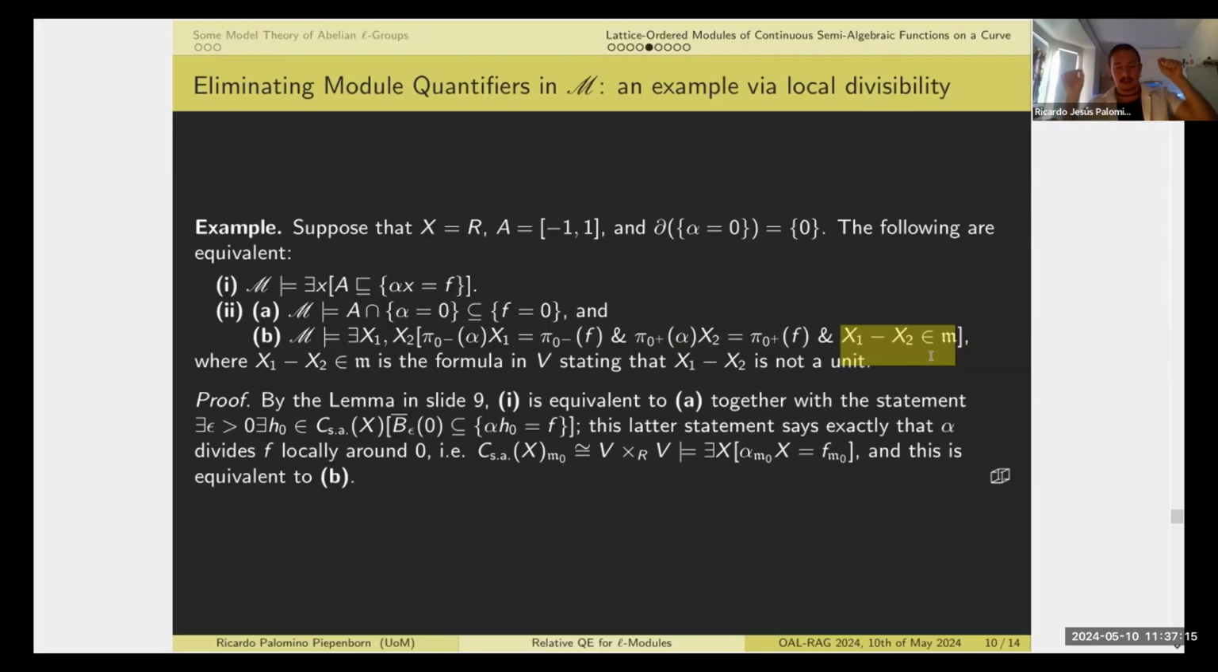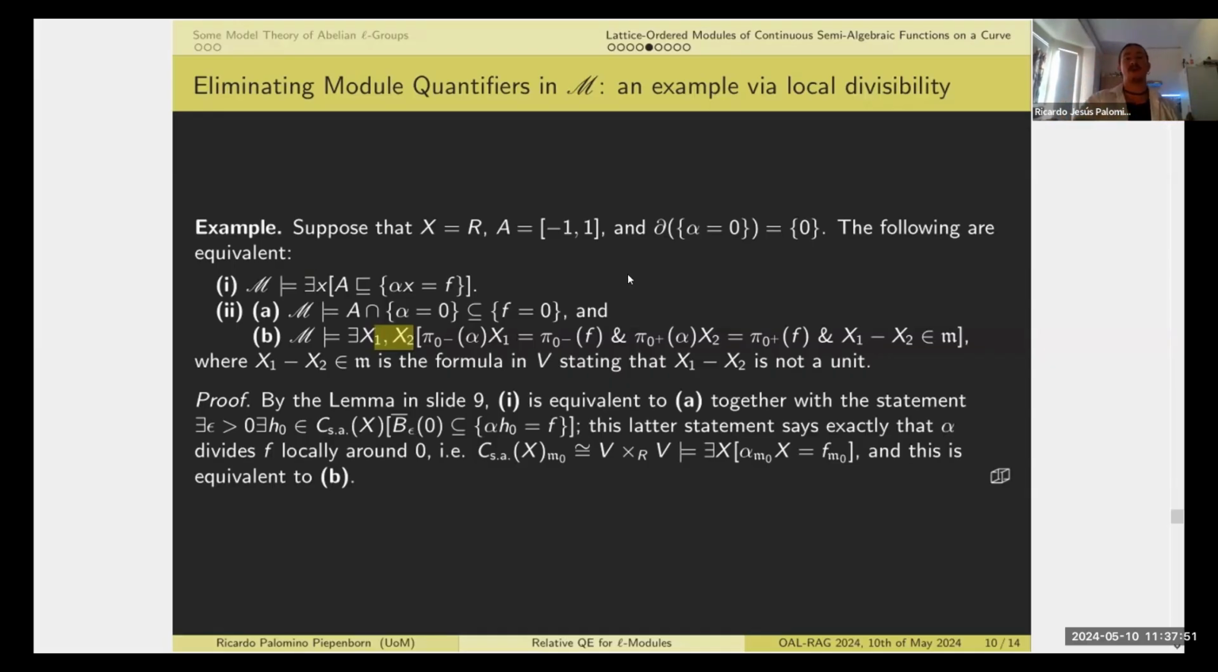It's saying that the two germs, when you look at them at the residue field, are the same. And that's exactly what this last formula is saying, right? So essentially, this existential quantifier over the module sort is translated into some lattice theoretic properties of the lattice of 0 sets, and also into some quantifiers about the germs. And that's exactly what we wanted to do. So this is just a very small example.